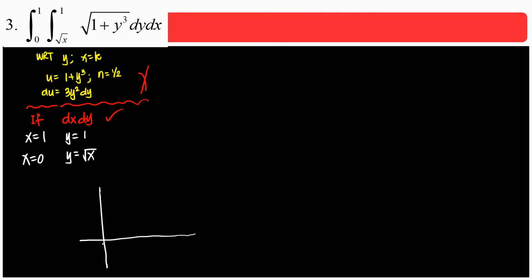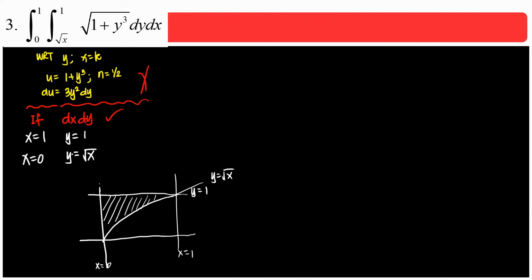From y equals the square root of x, so it's a parabola opening sideways, up to y equals 1. Let's just say this is y equals 1, and this is y equals the square root of x. And then from x equals 0 up to x equals 1, let's say this is x equals 1. So it's the upper figure.